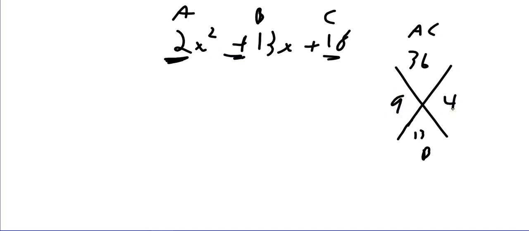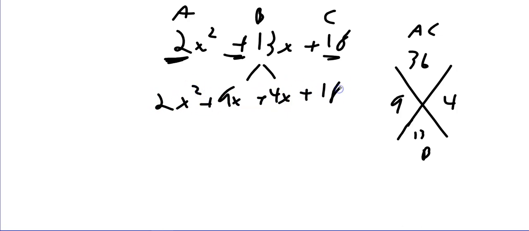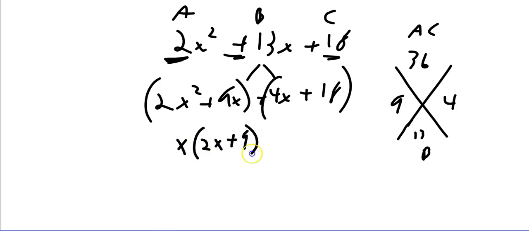Now what I'm going to do is work backwards. If you think about when you FOIL, you combine the middle terms. We're going to separate this into 9x and 4x. Okay? So we have 2x squared plus 9x plus 4x plus 18. And then we're going to work backwards and factor this way. It's called by grouping, which we'll be learning soon anyway. So in this case, you take out whatever you can take out. Now in this case, it's just x. There's nothing for 2 and 9. So I get x times 2x plus 9.